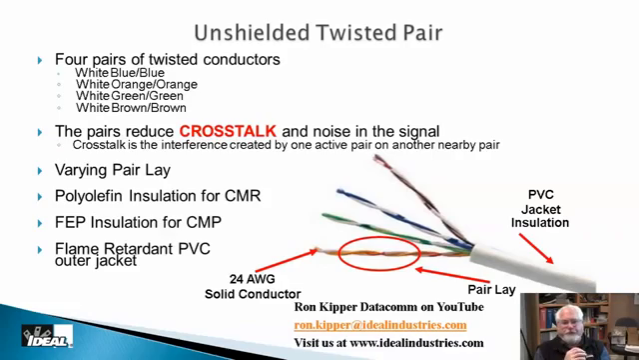And that's really the big difference in all the category wires you'll find out there. The difference between Cat 3 and 5E is they twist the pairs quite a bit more. And we'll talk about twisting of pairs as we go forward here.